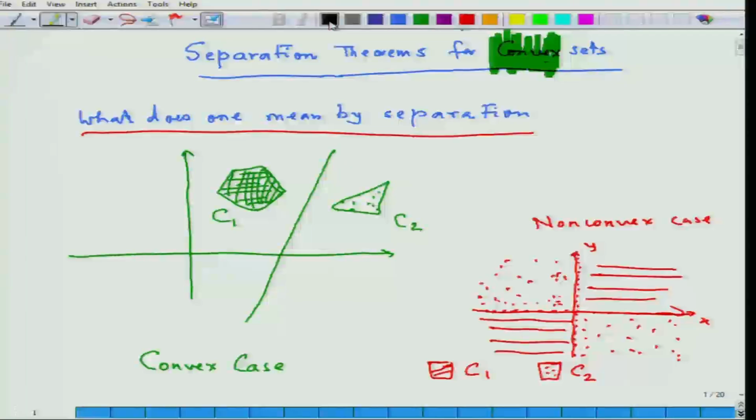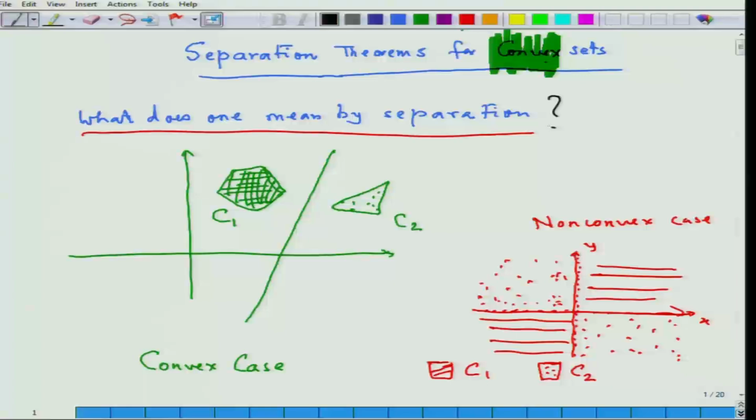So, this topic is of extreme importance to our study, and observe that with the term separation, the term convex set is highlighted here, because in general for a non-convex case this thing called separation need not work. So, what does one mean by separation?